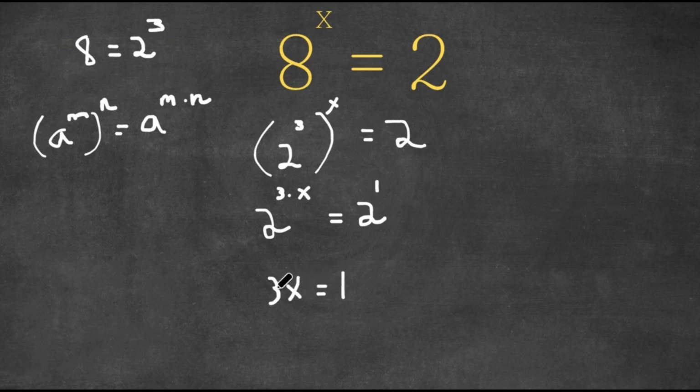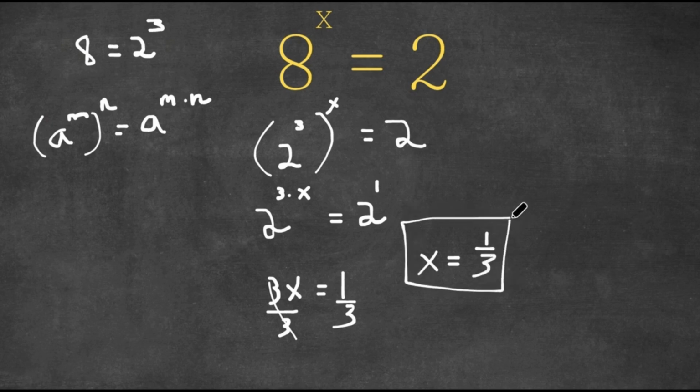And now, as you can see, we have a simple equation to solve for x. So I'm going to divide by 3 on both sides. These two cancel out, and we are left with x equals 1/3. And this is our answer.